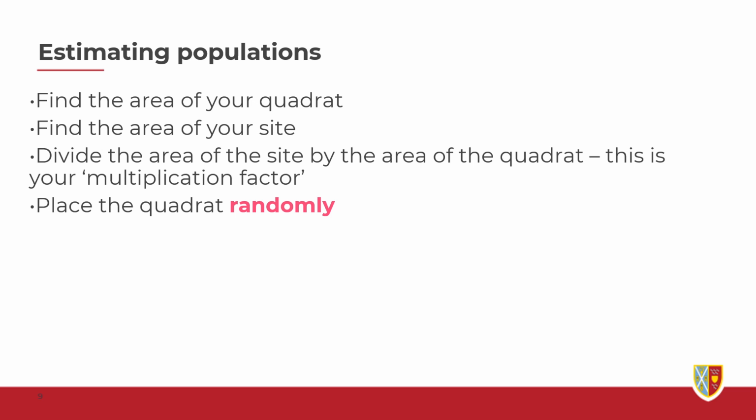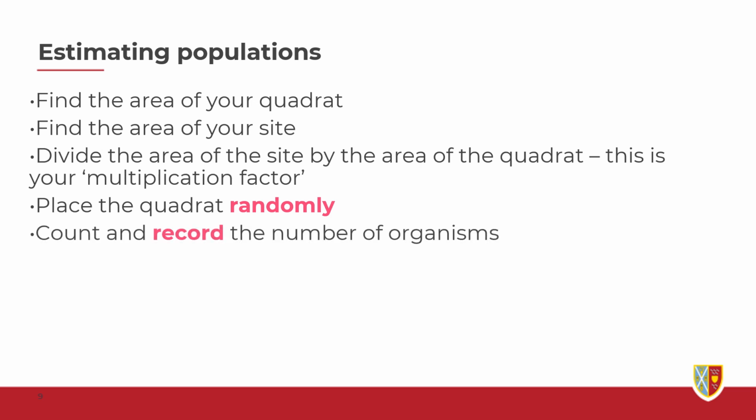We're going to place the quadrat randomly, using either a random number generator or dice to be able to do that. And then we're going to count and record the number of organisms. We're going to take at least 10 samples. There's a bit of a balance to find here. If your area is 10 meters squared and you have a 1 meter squared quadrat, then by taking 10 samples, you have actually sampled the entire area. You've done every single part of the area, and you've saved yourself absolutely no time whatsoever.